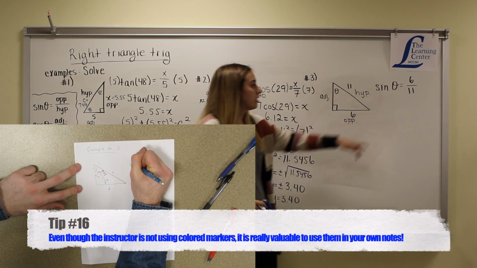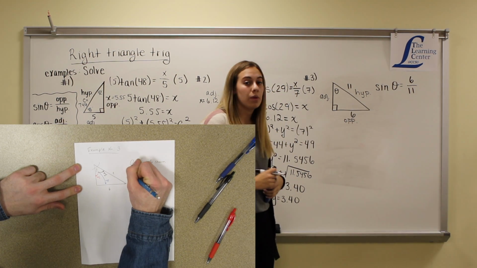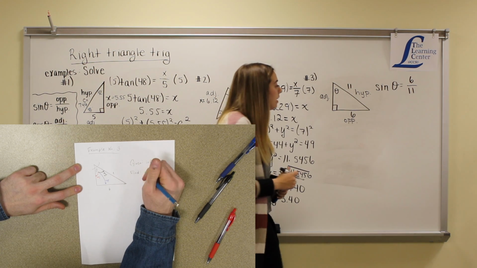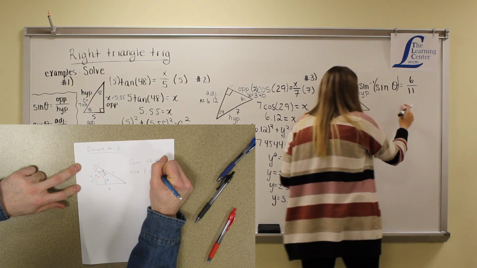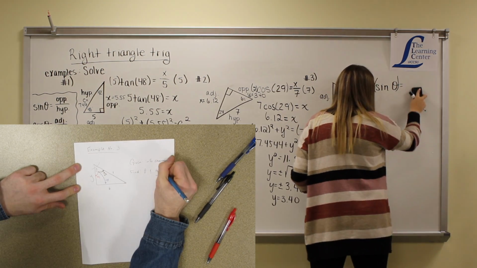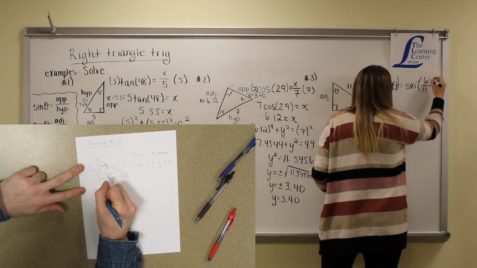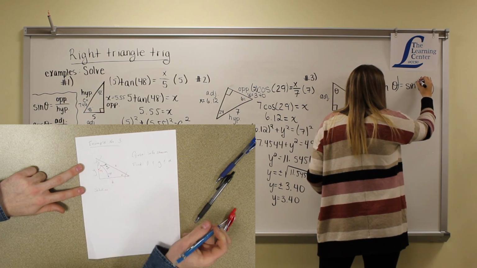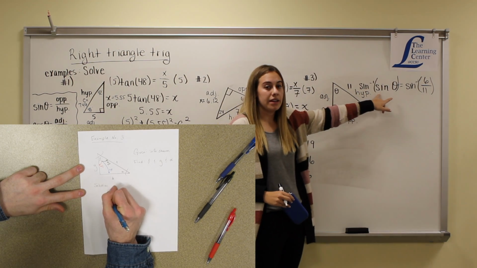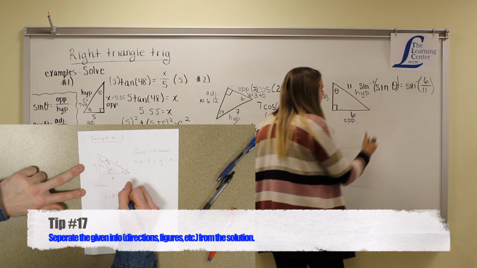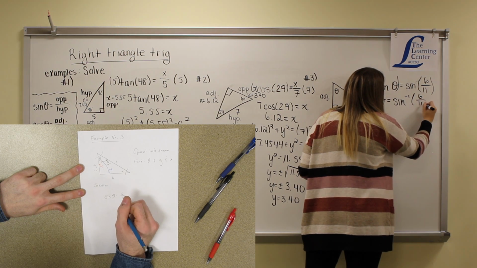Now the issue is we can't just divide both sides by sine because you have to take the sine of something. But what we can do to both sides in order to isolate the angle theta is take the sine inverse of both sides. And what this does is sine inverse and sine cancel each other out, so we're just left with theta is equal to sine inverse of 6 over 11.